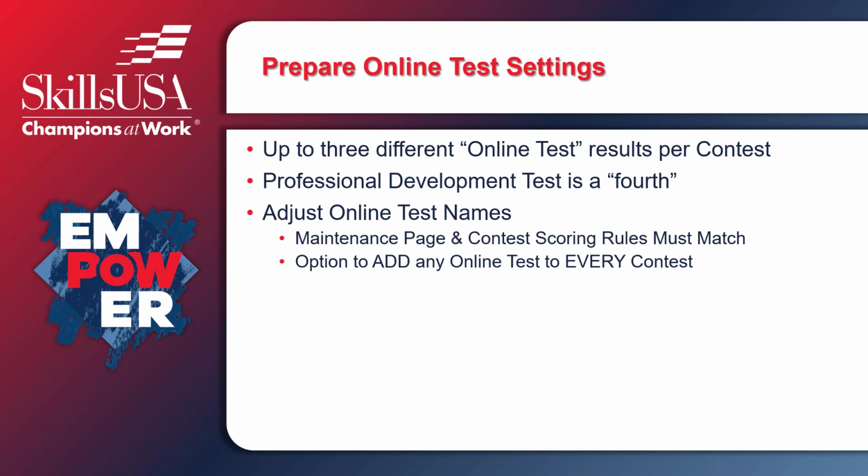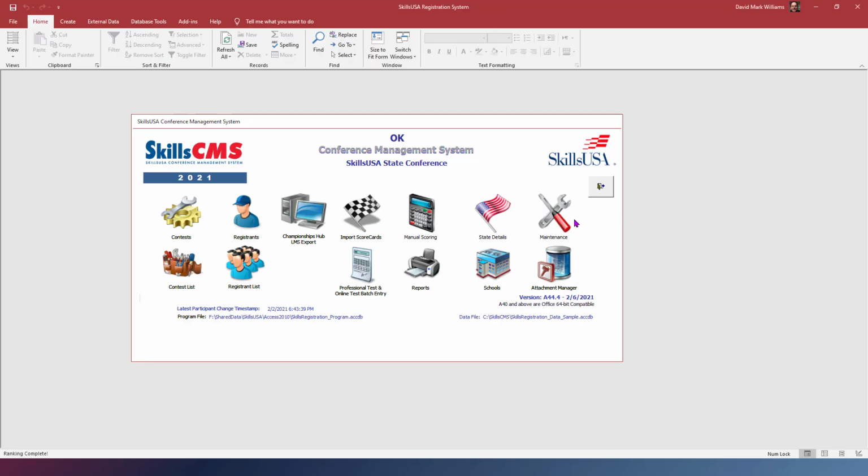So there's really 3 different online tests you can set up. Basic concept is just to adjust your online test names, make sure the maintenance page configuration and the scoring contest rules match for every contest, and then you'll be ready to export some files and try importing some stuff. Let's jump over to the CMS and take a look at where those options are.